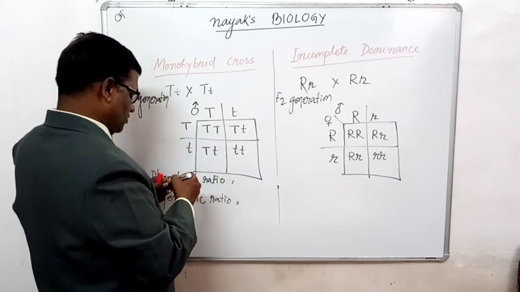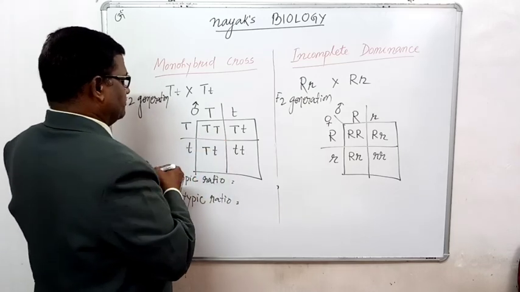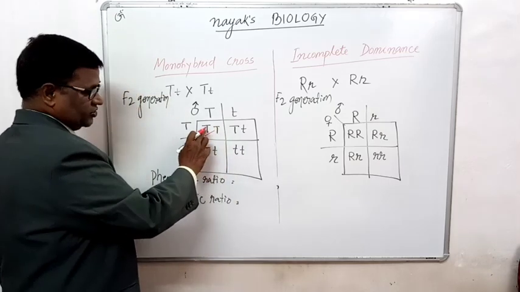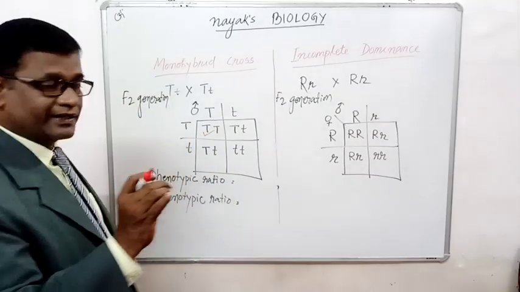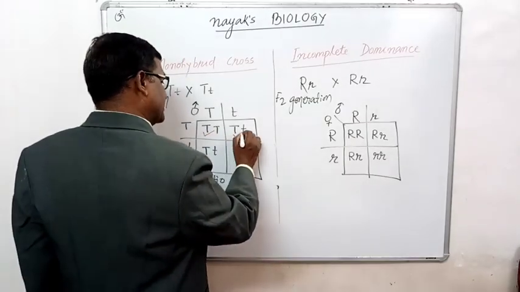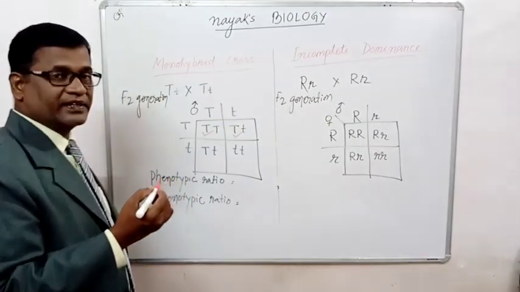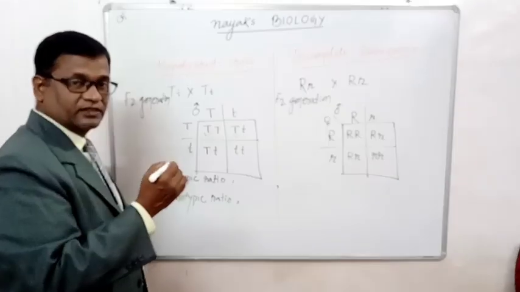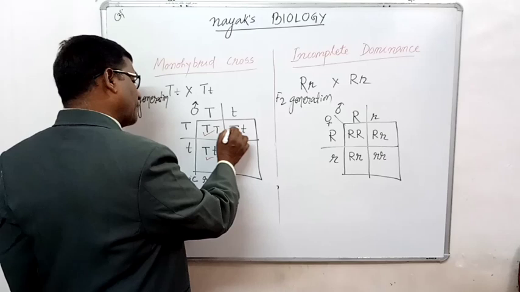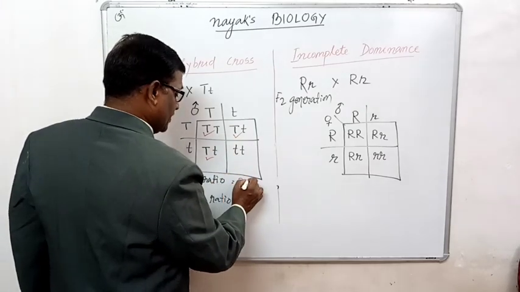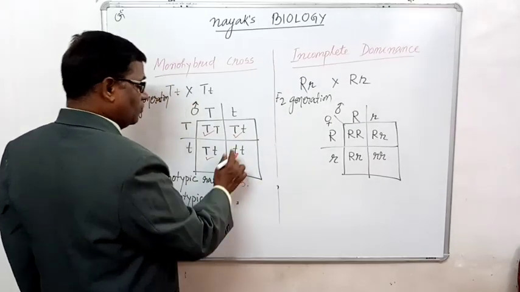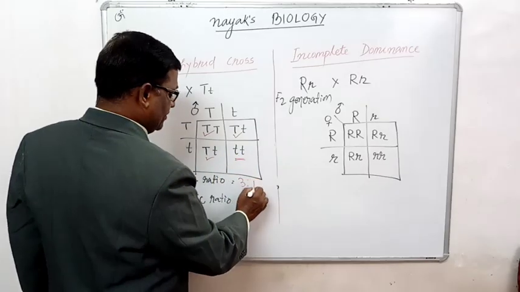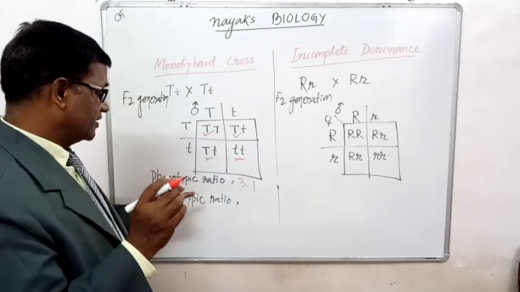Here it is a tall. This one is a pure tall plant, because it contains the two pure gametes. But here it is a hybrid, but it is tall because the tall plant is dominant. Here also the tall plant is dominant because the capital T gene is dominant. That's why 3 plants become tall here. And this one becomes short or dwarfed, because the phenotypic ratio is 3:1.